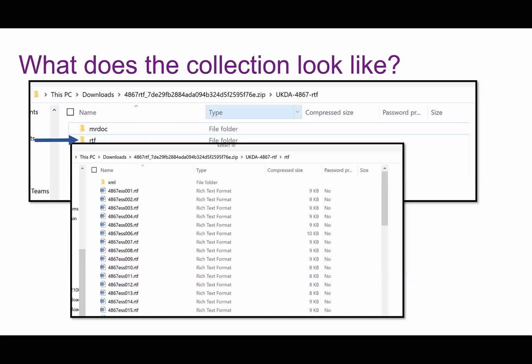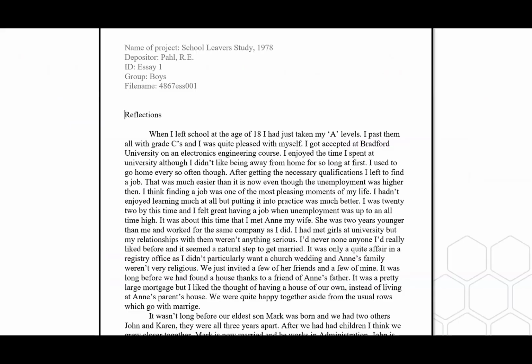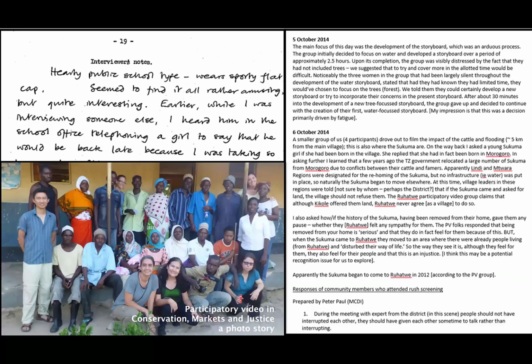So clicking on one of those files would open up a data file that would look like this. And this is a snippet of what the school leavers study essays look like in their entirety. So that particular RTF folder has over 100 of those files. But the files don't just have to be essays or interview transcripts.